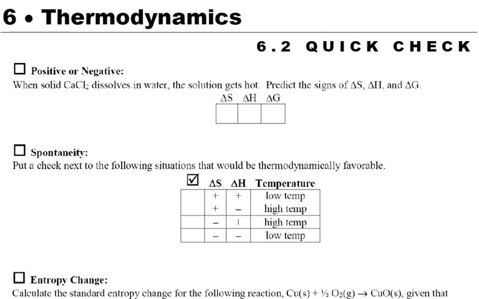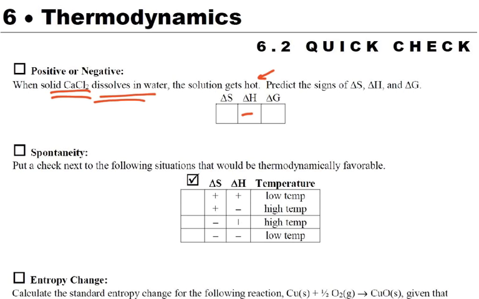Okay, I'm going to go over the 6.2 quick check. So first, if we're talking about some solid calcium chloride that dissolves in water, now we've done that in a baggie, and we know that it really does dissolve, and we should remember that it got hot. So the fact that it got hot, the surroundings are getting hot, then we know that the delta H must be negative. The reaction is giving off heat, and that's causing the surroundings to get hot.